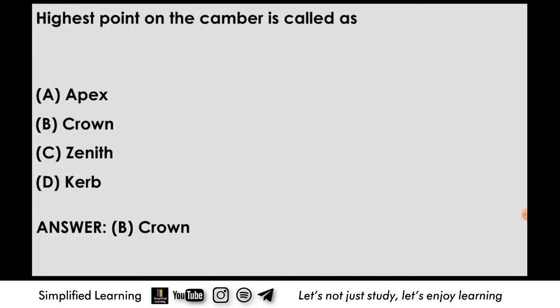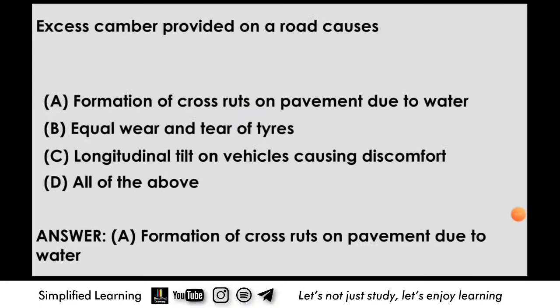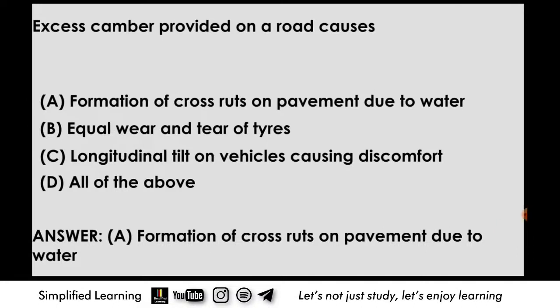Highest point on the camber is called its crown. Out of the following different types of road surfaces, which requires the highest camber value in low and high rainfall areas? It is water-bound macadam pavement. Excess camber provided on a road causes formation of cross ruts on the pavement due to water.